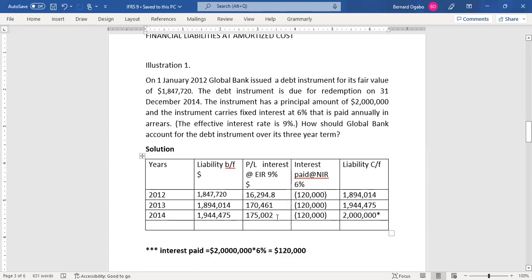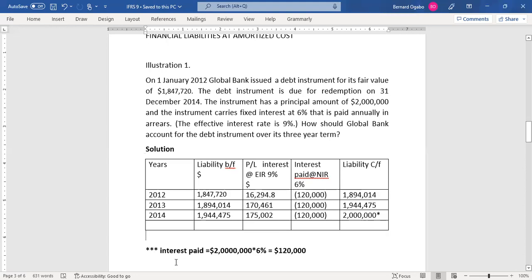I add interest at the effective interest rate, and then I subtract the interest payable at the nominal interest rate. By the time I add the liability brought forward to the interest at the effective interest rate, and subtract the interest paid, it takes me back to the initial 2 million, which is the carrying amount, the principal. That's what we said: the effective interest rate is the rate that discounts the interest paid or received over the tenure of the instrument, such that we come back to the original carrying amount, which is the principal.